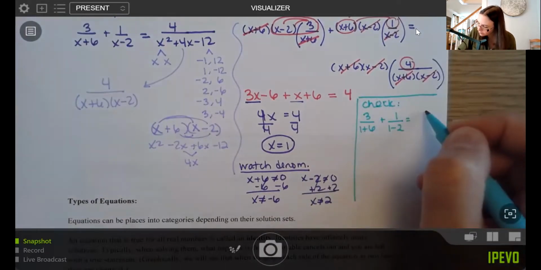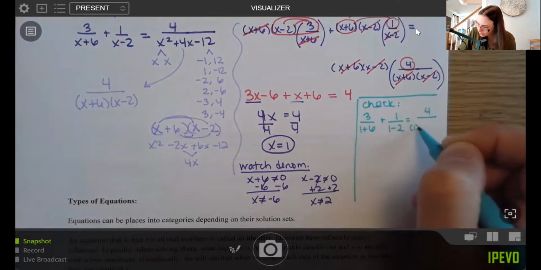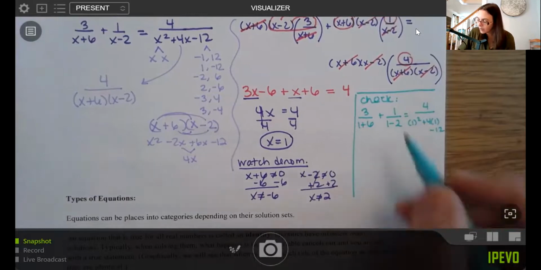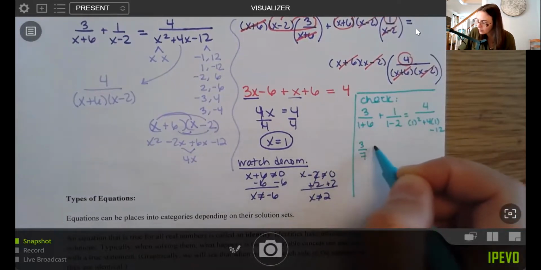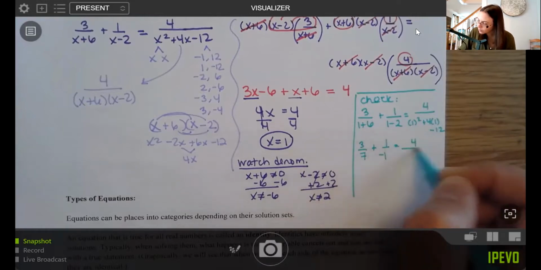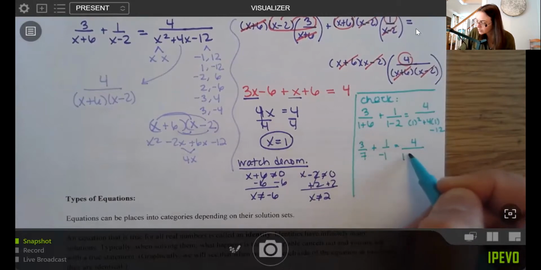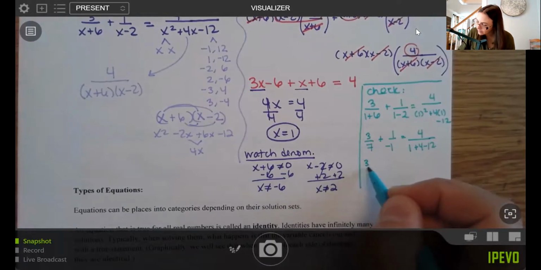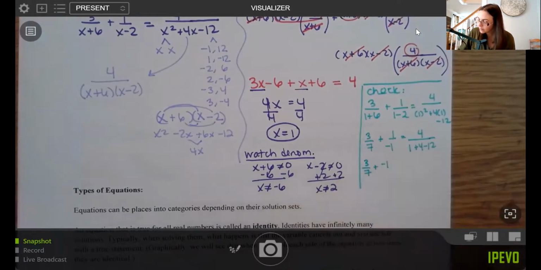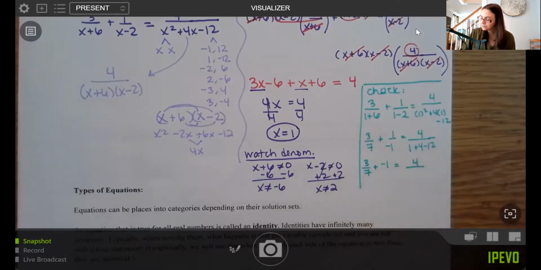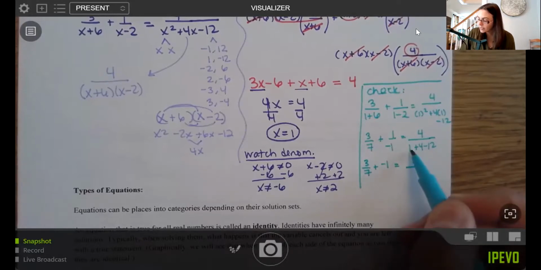And on the other side, I have 4 over 1 squared plus 4 times 1 minus 12. So here I have 3 over 7, 1 over, let's see, negative 1, and then 4 over 1 plus 4 minus 12. So I have 3/7 plus negative 1, right? 1 divided by negative 1 is negative 1. And then over here, I have 4 over, let's see, 1 plus 4 is 5 minus 12 is negative 7.